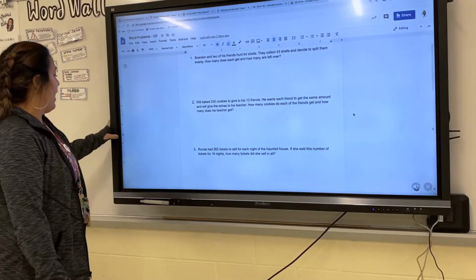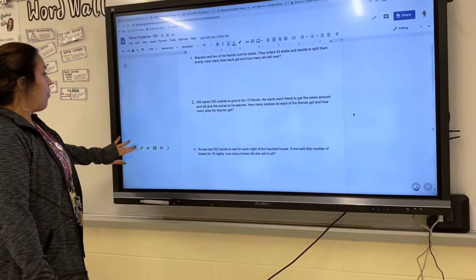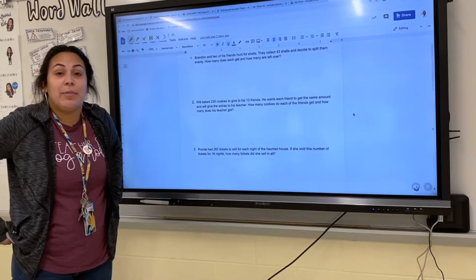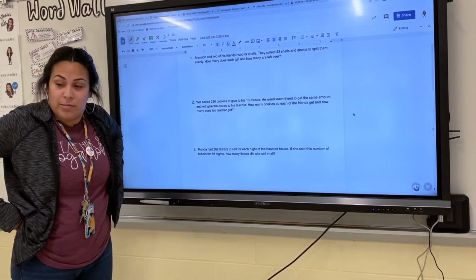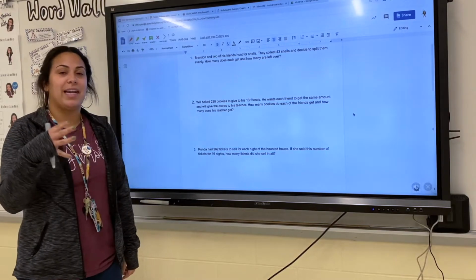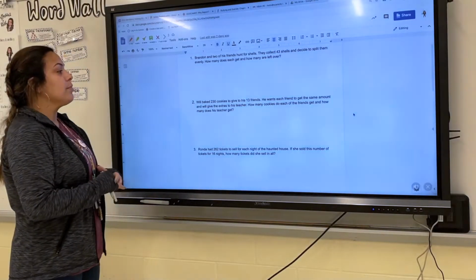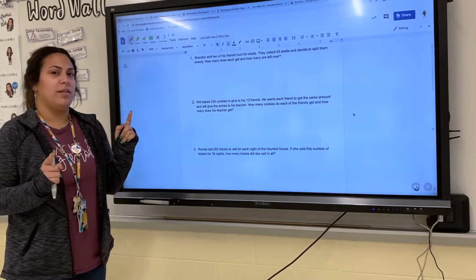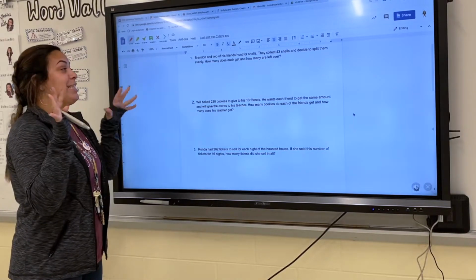So, if I can find the arrow. Again, like I said, we are solving word problems using multiplying and dividing multi-digit numbers. Say something else, I forgot. Okay, anyways, let's get started.